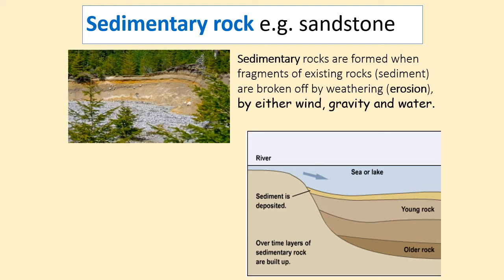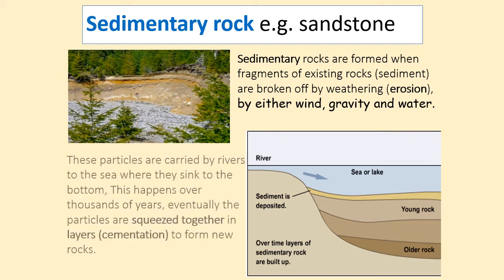Sedimentary rocks are formed from fragments of existing rocks, and fragments of rocks we call sediment. Sediment is formed when the rock breaks down through erosion, by wind, gravity, or water. And then these bits of sediment usually make it into water, so rivers, lakes, and the ocean. And as those particles are carried into the sea, they sink to the bottom.